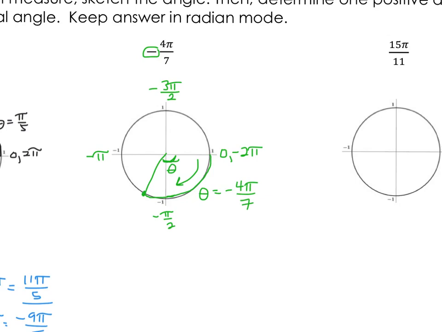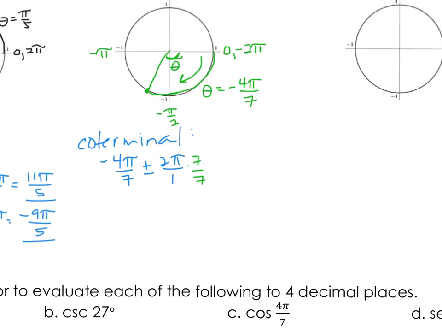Once you find that approximation, now the rest is just following that template. Theta plus or minus 2 pi over 1. Start with your theta, negative 4 pi over 7, plus or minus 2 pi over 1. And now to get that common denominator, just multiply 2 pi over 1 by 7 over 7. Negative 4 pi over 7, plus or minus 2 pi times 7 is 14 pi over 7.